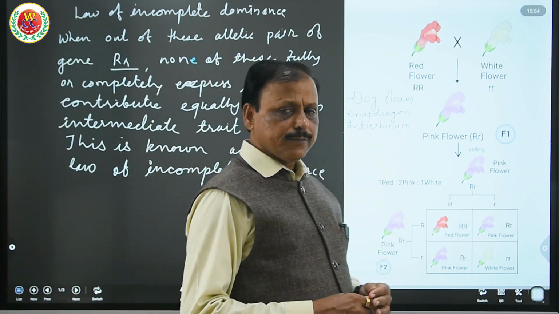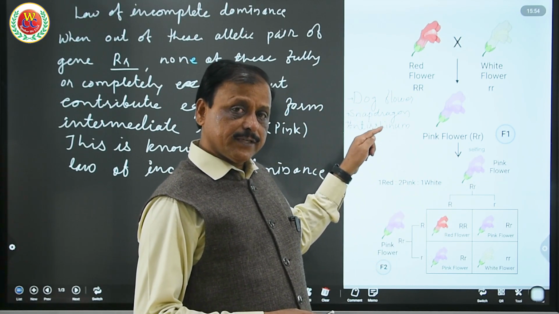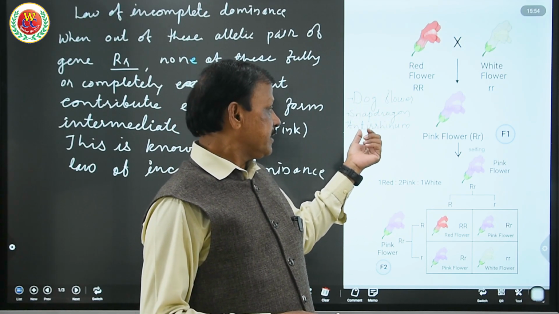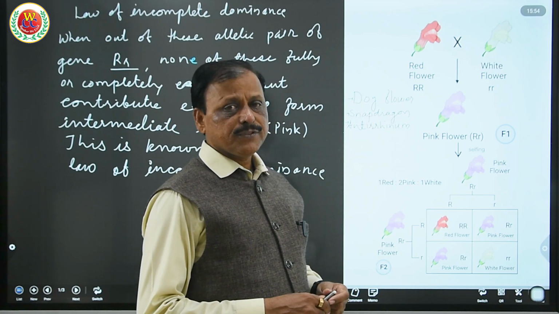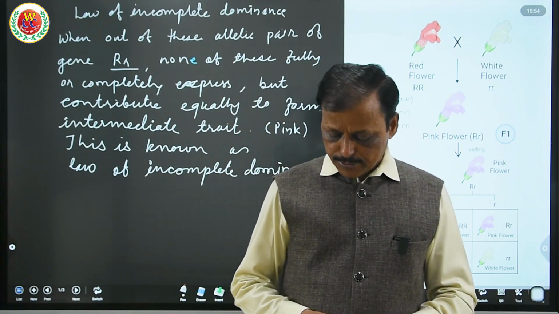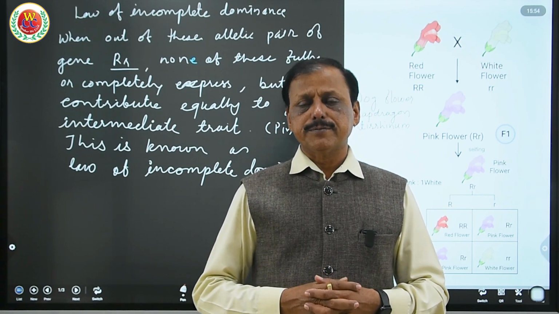I hope it's very simple. With this example, you have to remember this plant in which the law of incomplete dominance is studied and explained. So please remember this word snapdragon or Antirrhinum to explain the law of incomplete dominance. I hope you did understand what the law of incomplete dominance is.